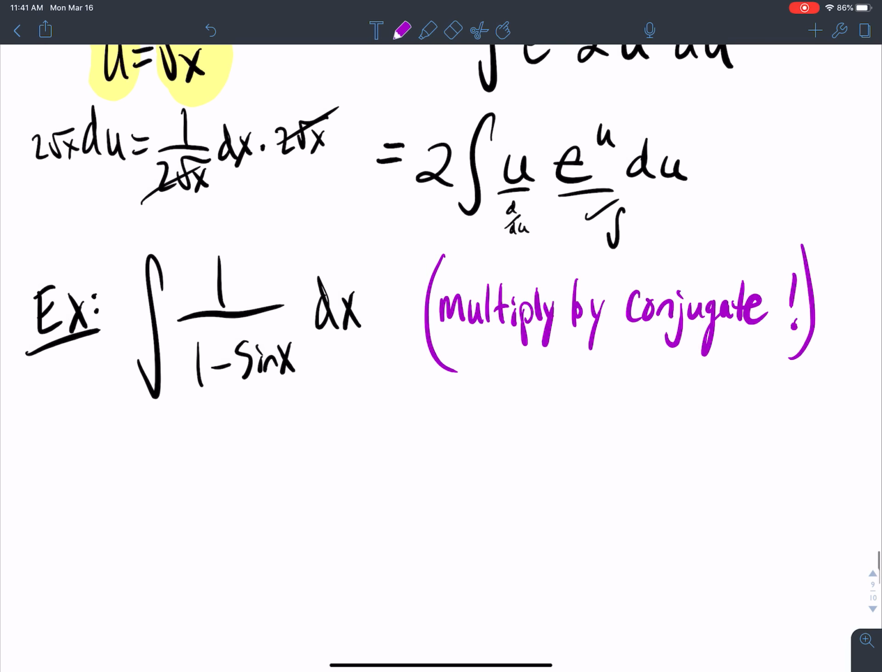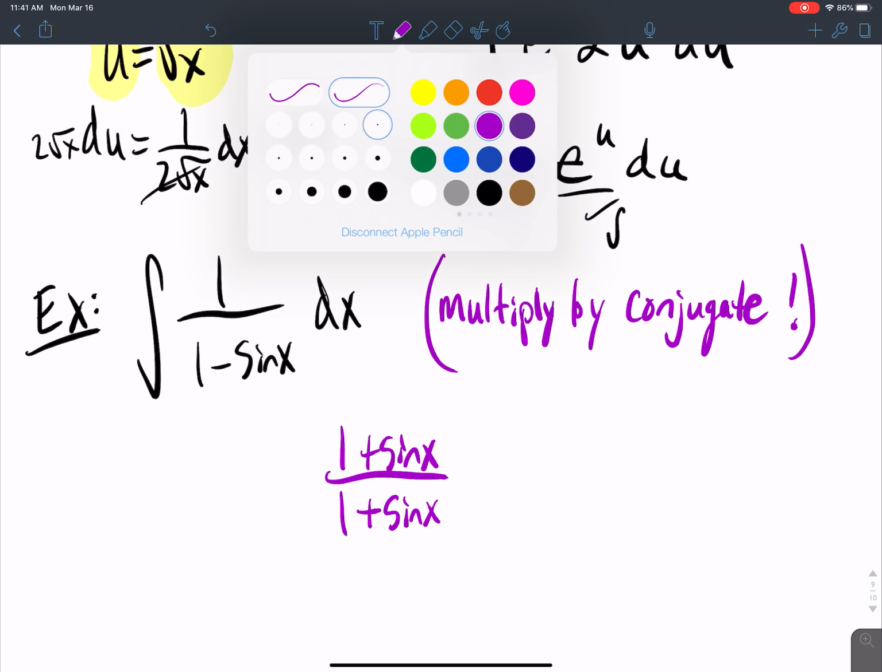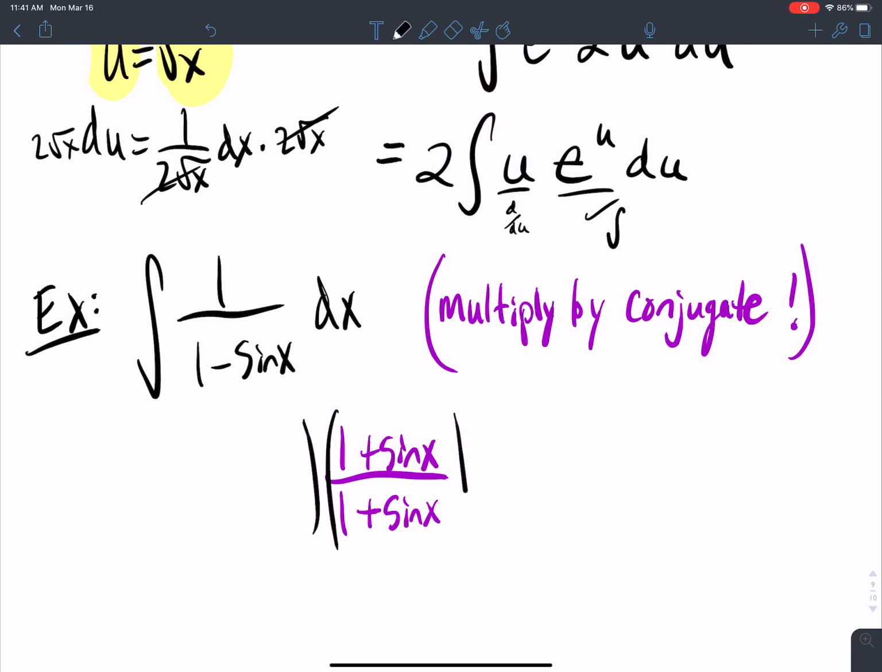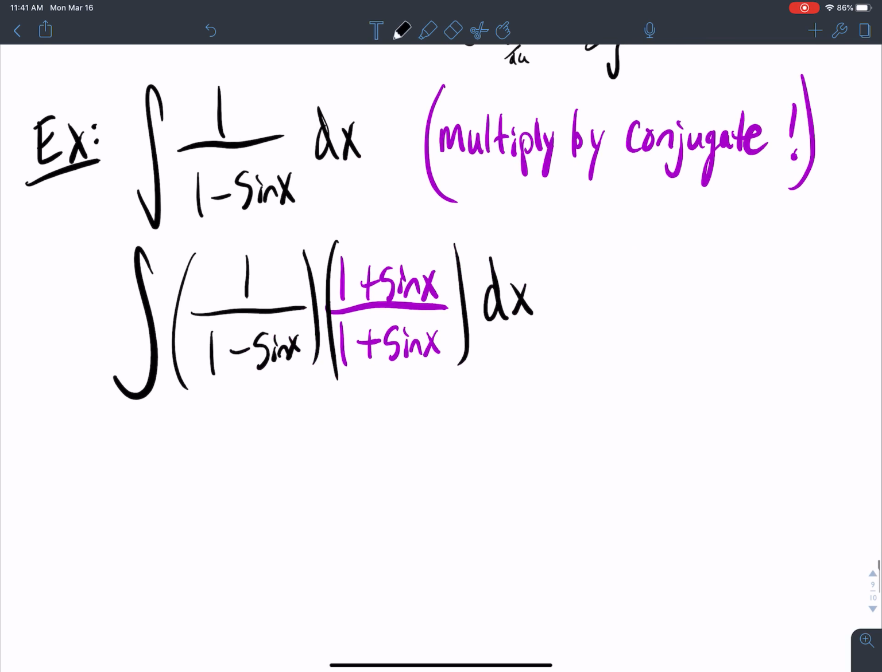What is the conjugate here? The conjugate is 1 plus sine x. Now if I multiply the top by 1 plus sine x, I've got to multiply the bottom just to keep it the same. Okay, I'm multiplying by a clever 1. That's all math really is: figuring out how to multiply by 1 and add 0. That's all there is to it.